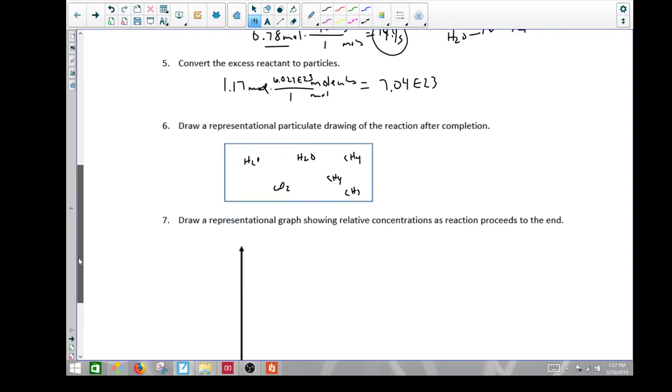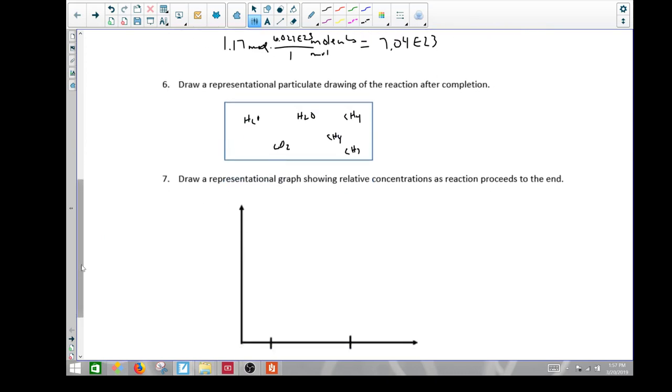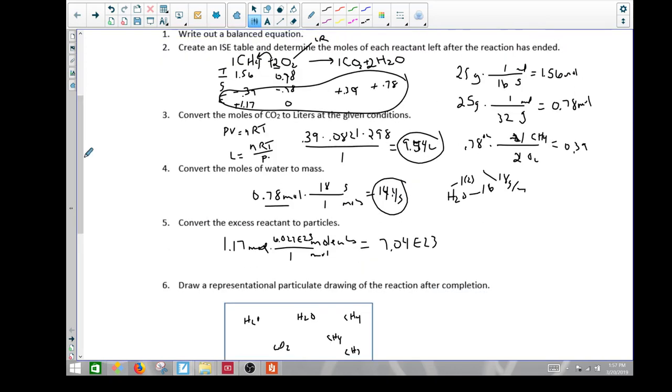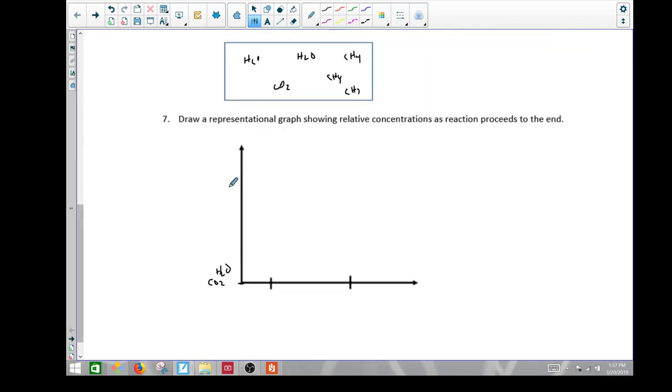Draw a graph representing the relative concentration as the reaction proceeds to an end. Okay, so in this case, we start out with 0 of the carbon dioxide. We start with 0 of the water, and we start out with more of the methane and less of the oxygen. All right, so the way this works is like this. Let's just say here would be the O2, and we'll call this the methane.